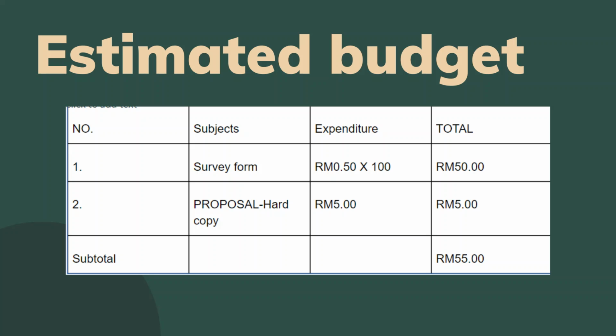Okay, so for the estimated budget, we estimated we will print out 100 copies of the survey form, which costs 50 ringgit. And we will also print a hard copy of the proposal, which is estimated to cost 5 ringgit. So a subtotal of 55 ringgit Malaysia is estimated as our expenses.